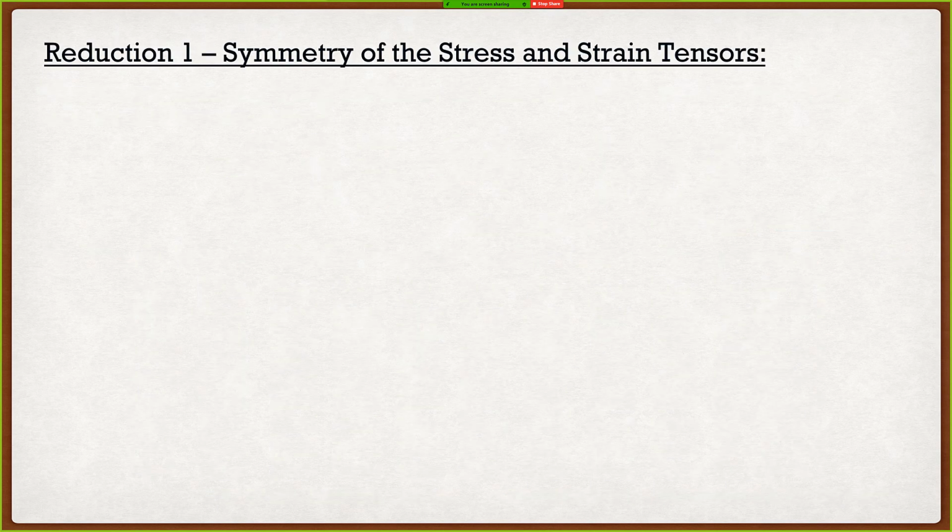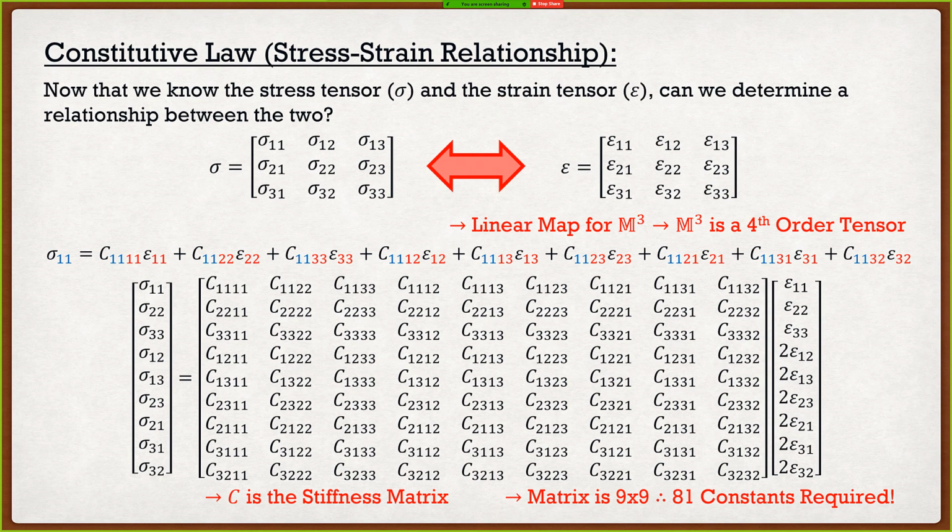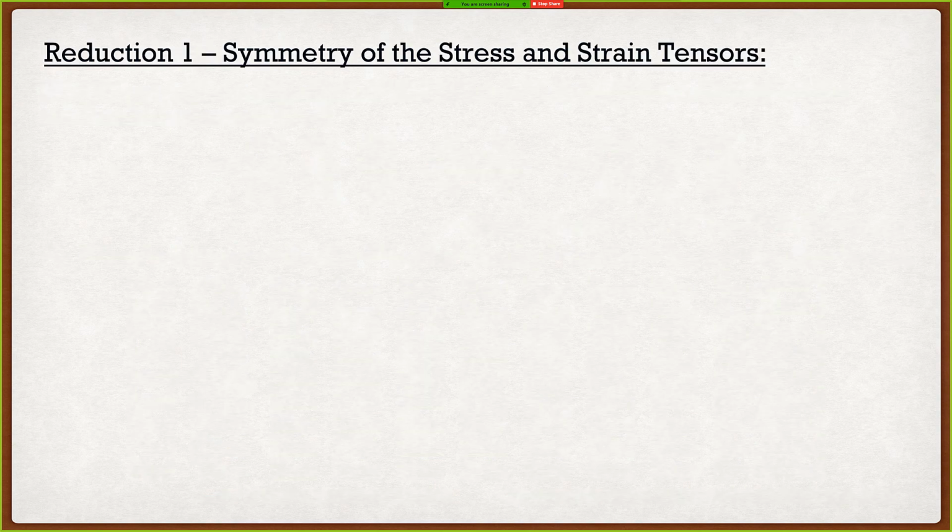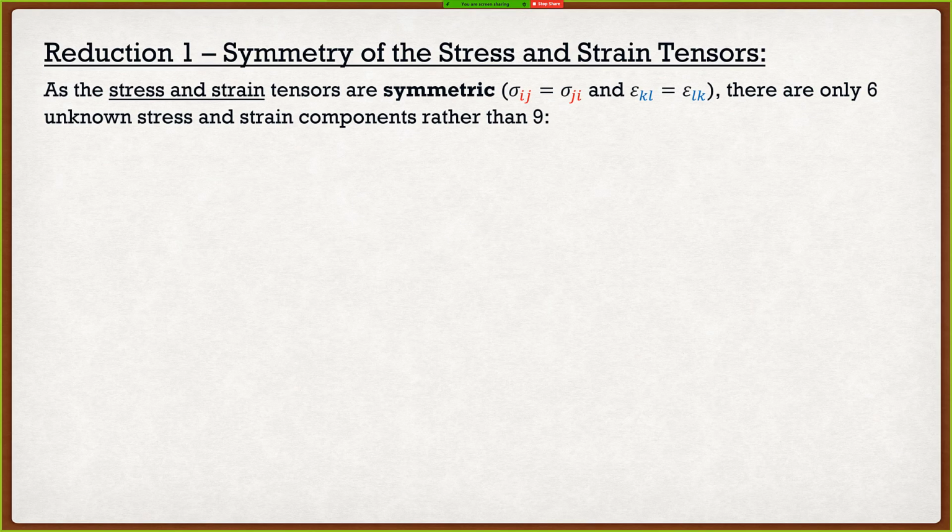Well, the first thing we can realize is, hold on a second. In the previous one, I have components sigma 21, sigma 31, sigma 32. But wait, we said that the stress tensor is actually symmetric. Therefore, sigma ij is equal to sigma ji. So instead of having 9 components of stress and 9 components of strain, we actually only have 6. Therefore, we can start simplifying this matrix.